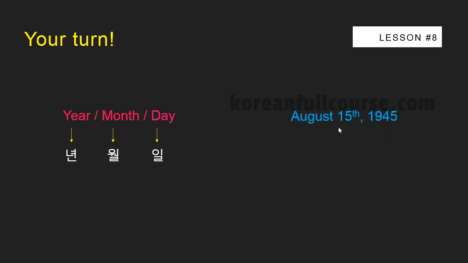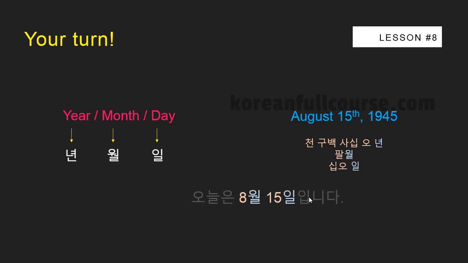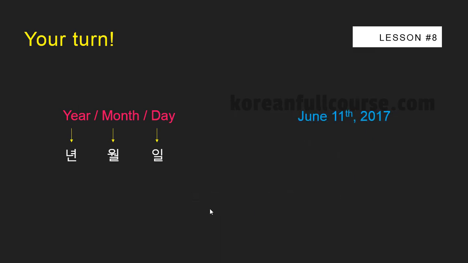How would you say this date in Korean? It's 1945년 8월 15일. You don't always have to mention a year. If you want to say like, today is the 15th of August, then just say 오늘은 8월 15일입니다. 오늘 is today.